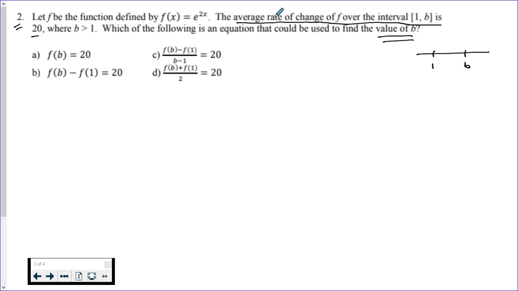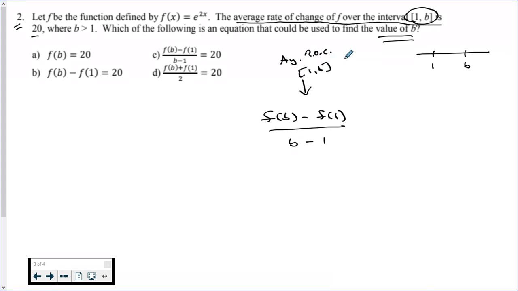So you see the words average rate of change, and that should immediately make you think difference quotient, right? And since my interval is 1, b, then it would be f of b minus f of 1 over b minus 1, right? And this difference quotient is going to represent the average rate of change of this function over the interval 1, b. Now they're telling us it is 20. So you just set it equal to 20. And that's all you had to do. It said, which of the following is an equation that can be used? Well, we just found the equation. It's this, right? So that's choice C. Choice D, there's a plus sign in it.